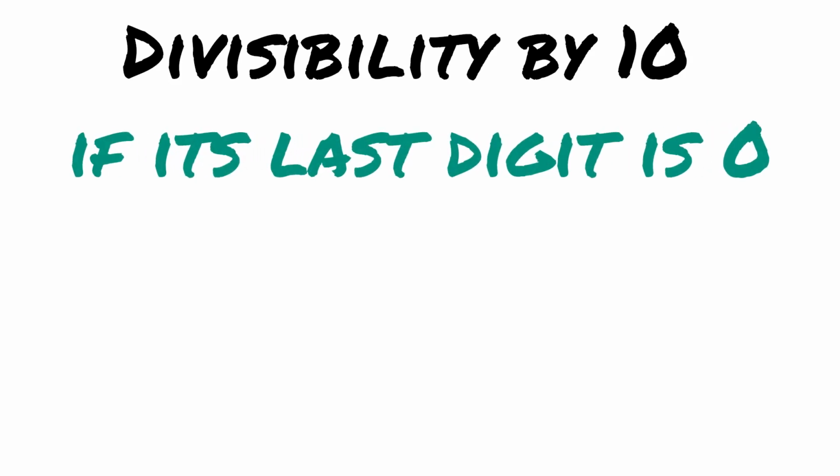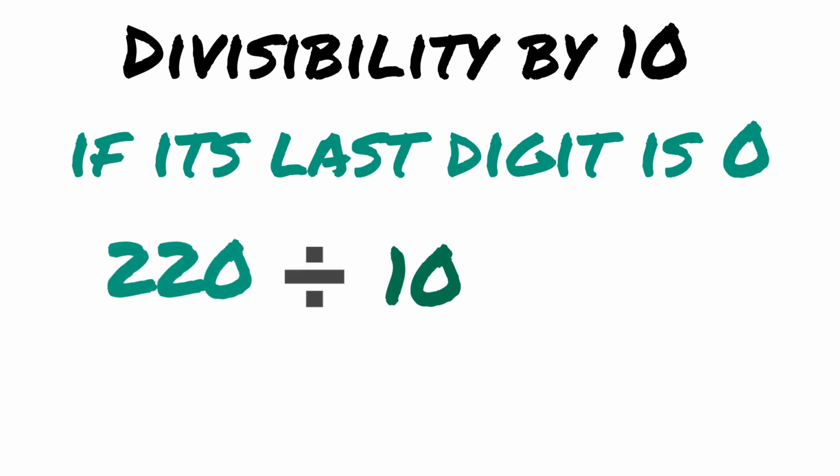Divisibility by 10. A number is divisible by 10 if its last digit is 0. For example, 220 can be divisible by 10 but not 221.